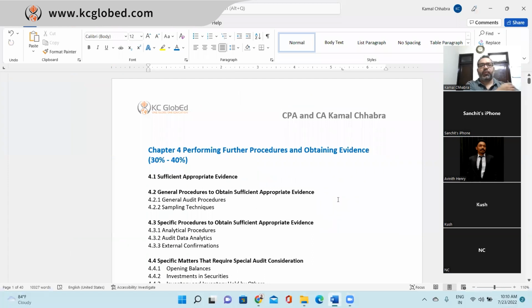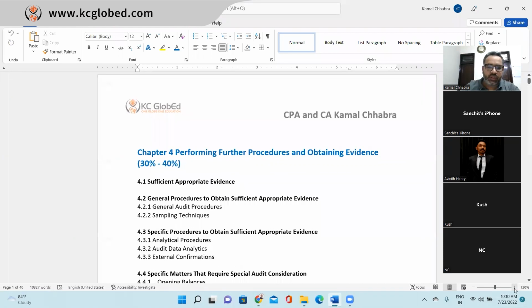Right, so this is chapter 4. Last week, we covered sufficient appropriate evidence, like a high level overview about what is evidence, what is sufficiency, what is appropriateness of the evidence, right? And after that, we started the 4.2 topic, which is journal procedure to obtain sufficient and appropriate audit evidence, right? So we discussed in detail about journal audit procedure. What were those journal audit procedure? Inquiries, analytical procedure, right? You guys remember those? Inspection, reperformance, recalculation, confirmation, right?